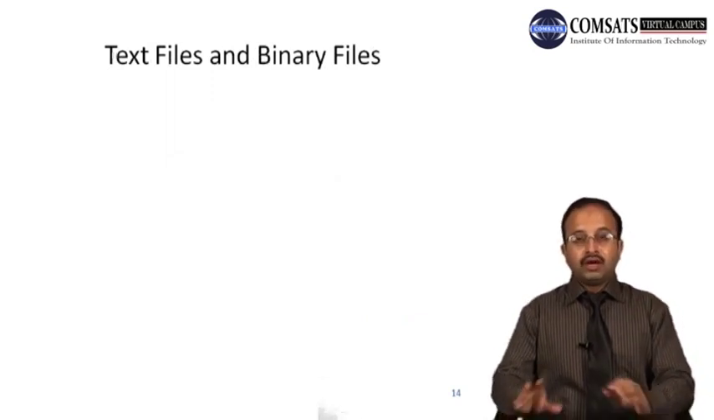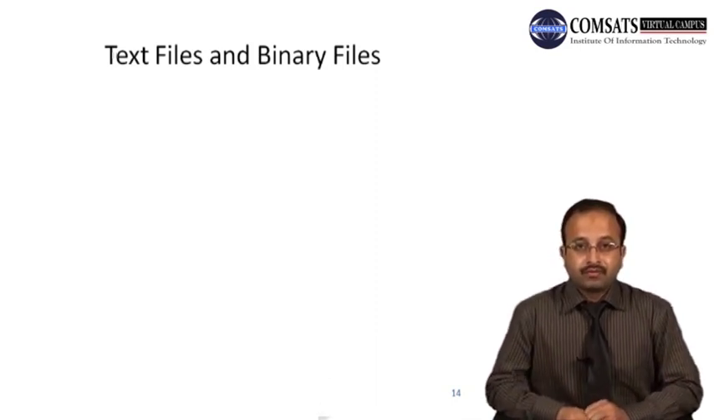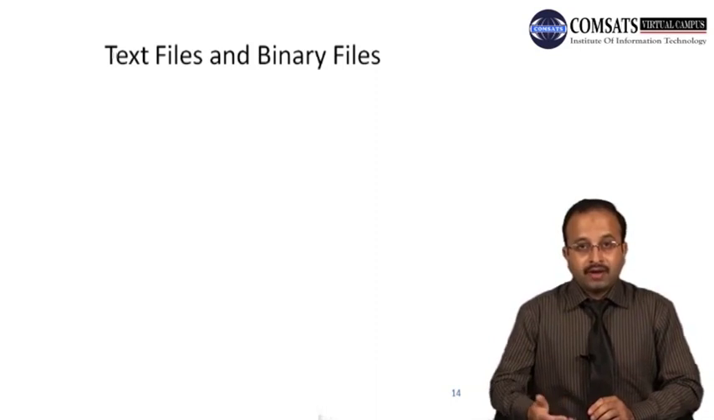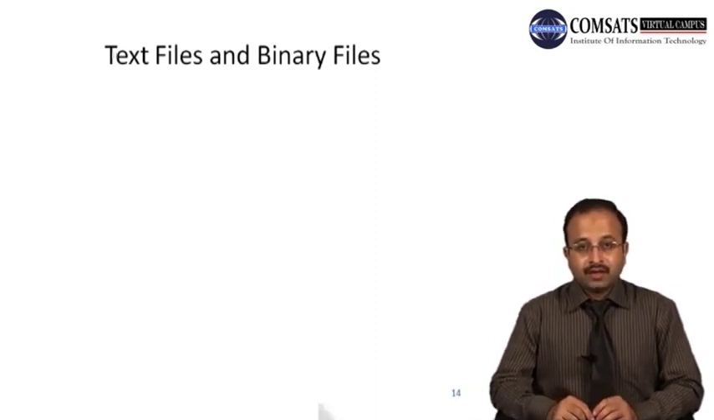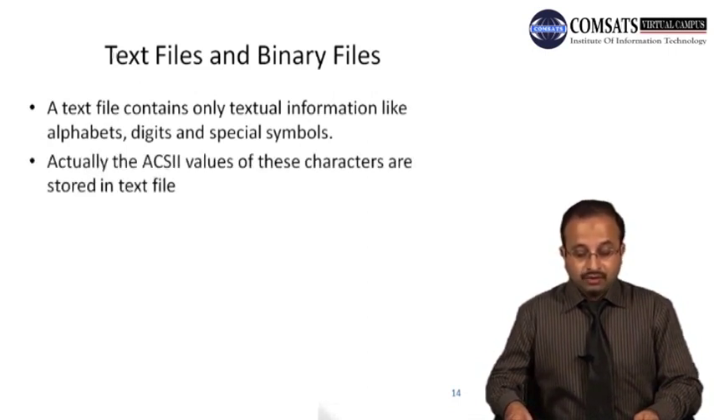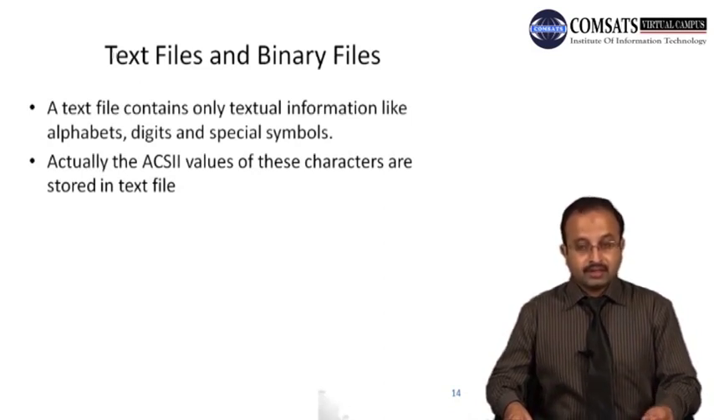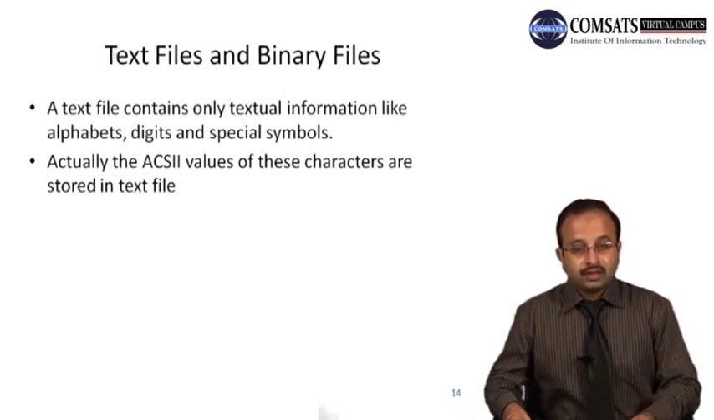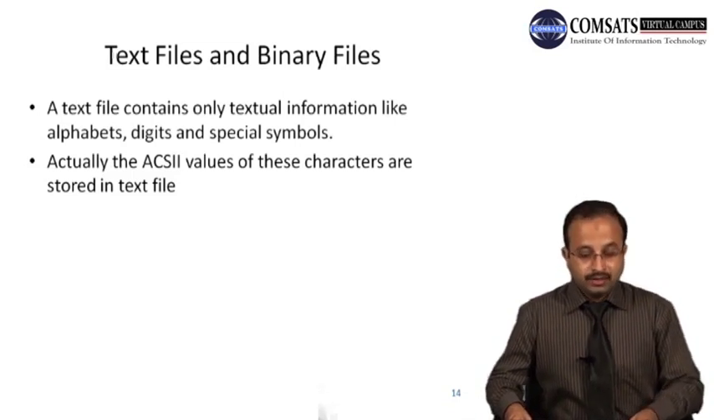So until now we are reading and writing the content from a text file, because you can see every time I open the file and modify the content and then run the C program and then read those content. So this is a text file. That is, you can open the file and you can understand each and everything in that file. So a text file contains only textual information like alphabets, digits or special symbols, and actually the ASCII values of these characters are stored in text file. जो इन characters की ASCII value है, that ASCII value is stored in that text file. So each letter or a character takes 1 byte.